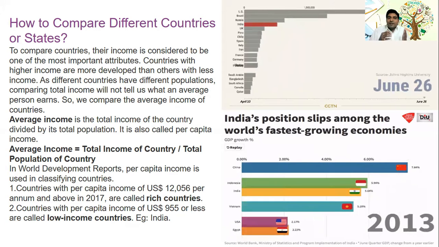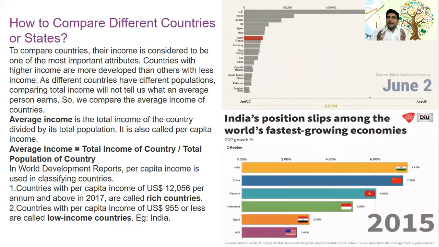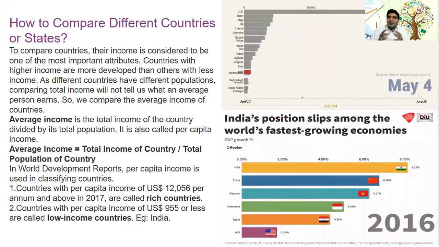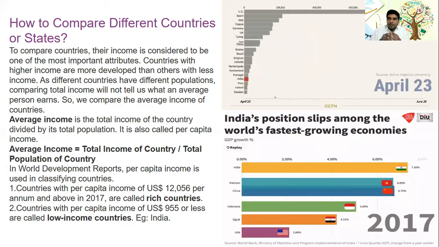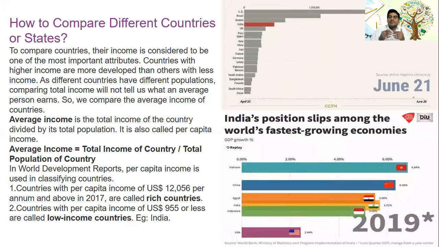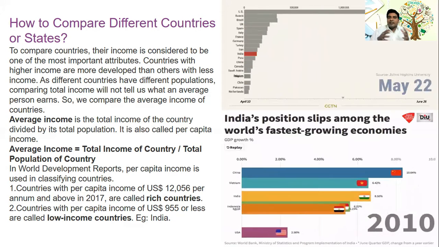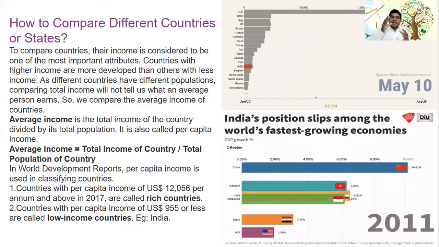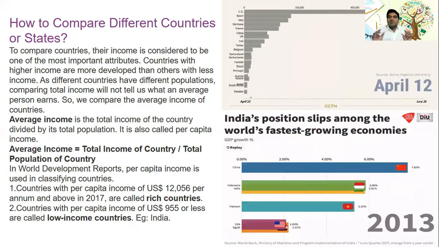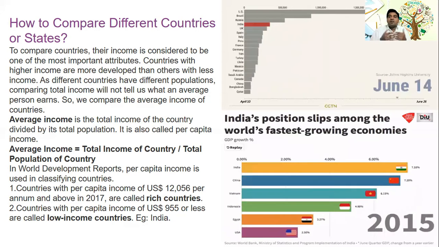Now, as different countries have different populations, comparing the total income will not tell us what an average person earns. So we compare the average income of the countries. In order to know which country is developing and which is earning more, they compare the average income, meaning they take the total income divided by the total population, and the average they get is taken to check whether the country is developing or not.